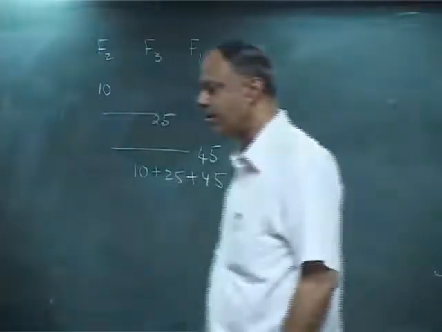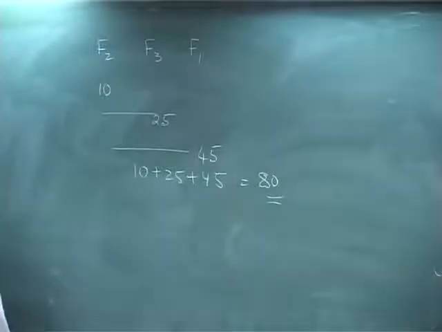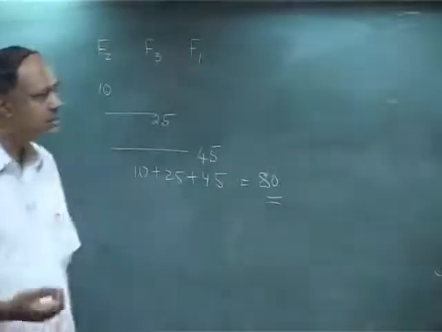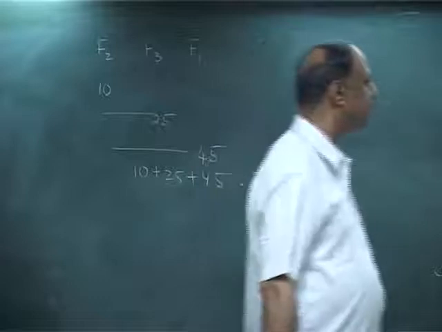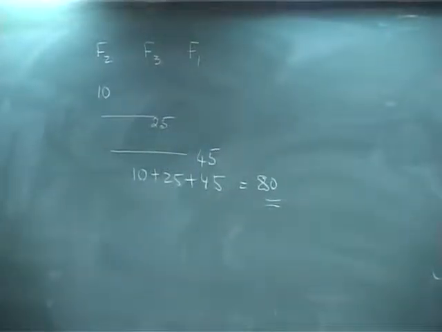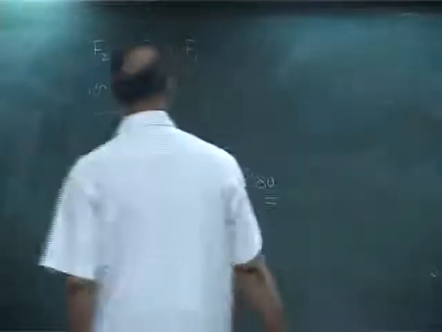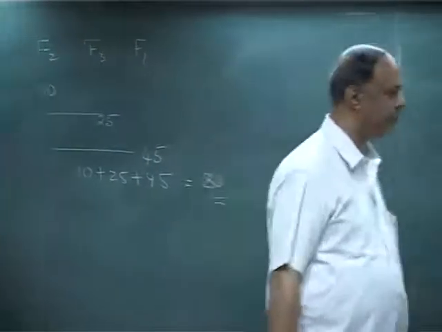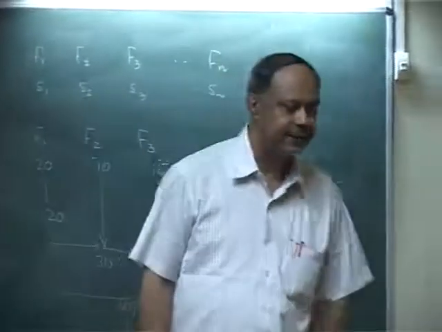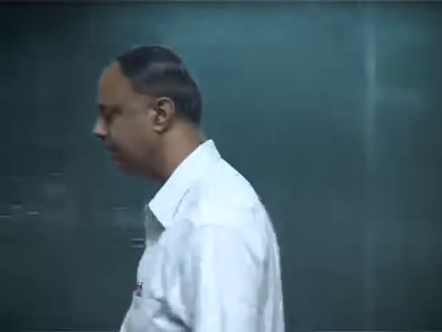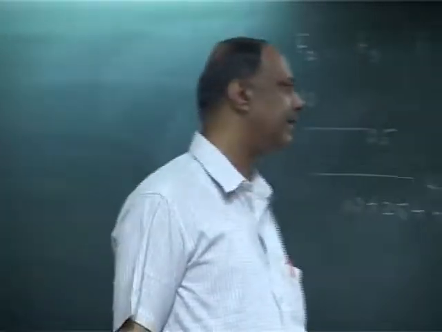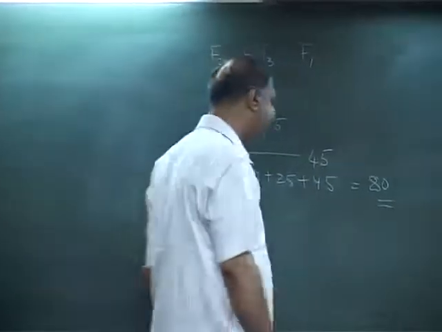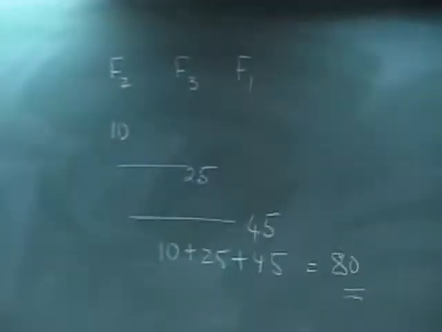You have n files, F1, F2, ..., Fn, with sizes S1, S2, ..., Sn respectively. The solution is initially phi, and for i equals 1 to n, you select x from the set of n files: the file which is the smallest in size. Okay, so is it feasible? Yes, it will lead to the solution. So you store it, and sol becomes sol union x1, where x1 is the file with the smallest size. And then next time, again you take the next smallest one and add it, and so on. So this is the greedy method to solve the problem of storing files on magnetic tape.